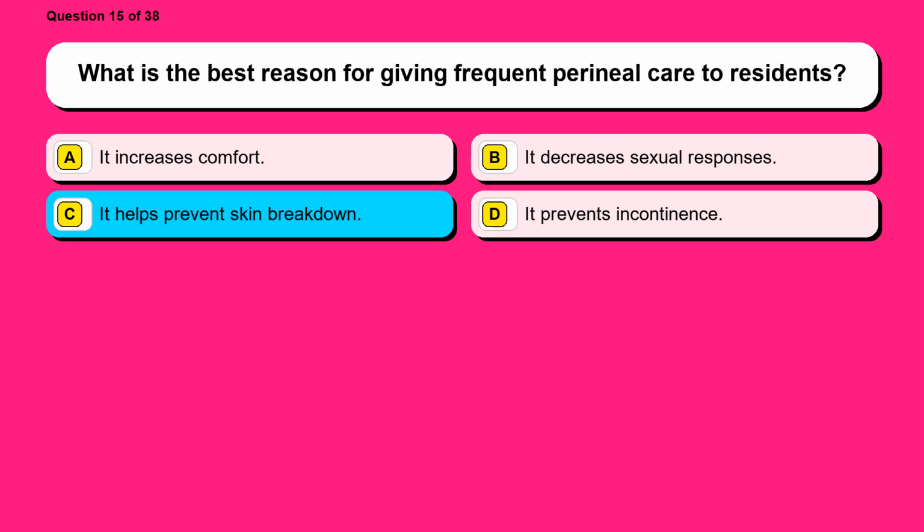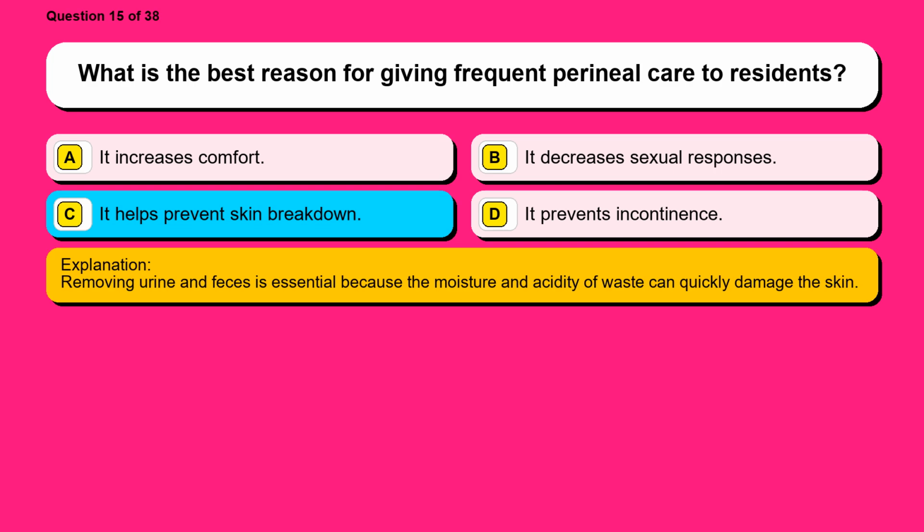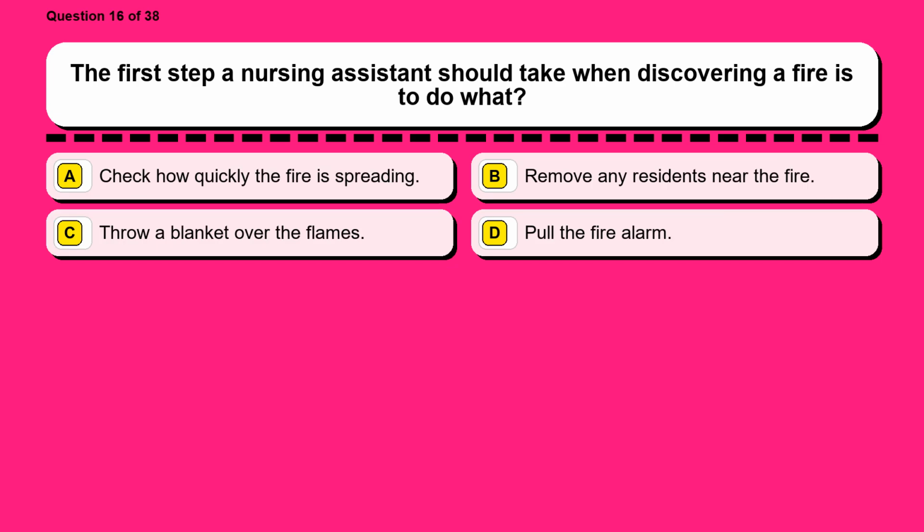The correct answer is option C, it helps prevent skin breakdown. Removing urine and feces is essential because the moisture and acidity of waste can quickly damage the skin. Question 16. The first step a nursing assistant should take when discovering a fire is to do what?